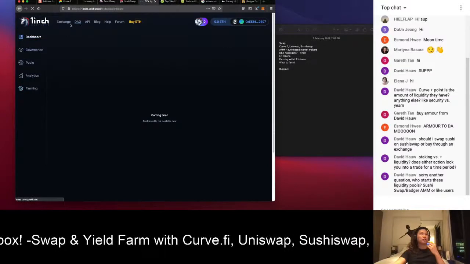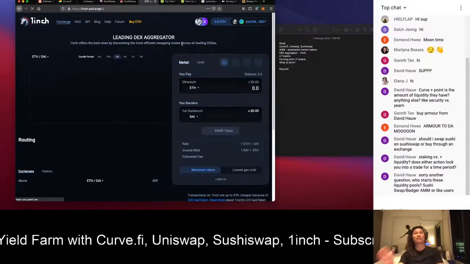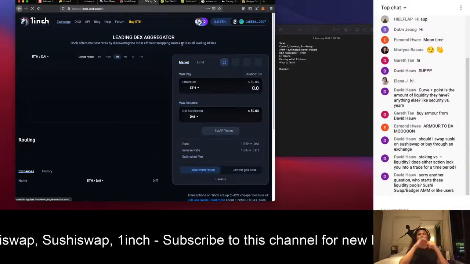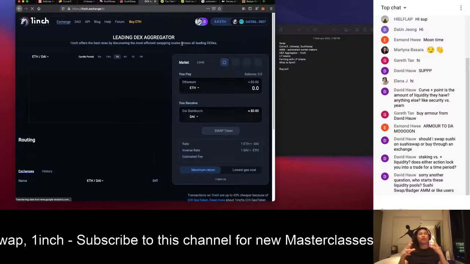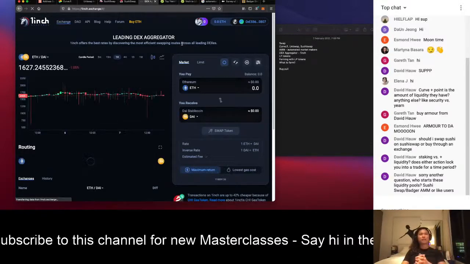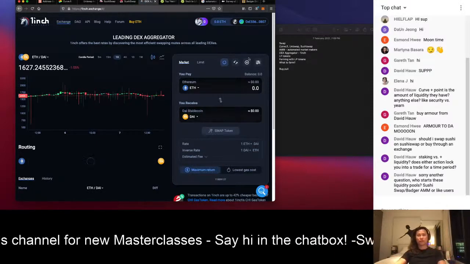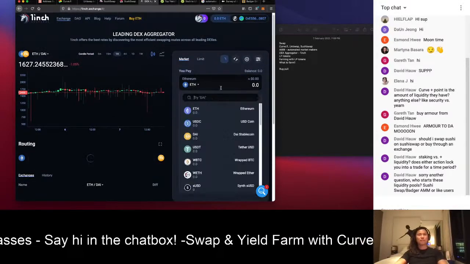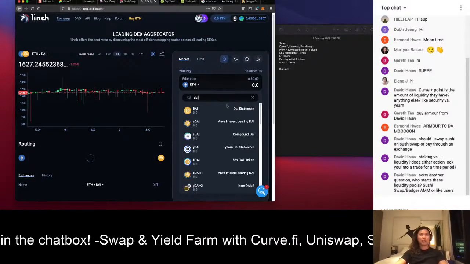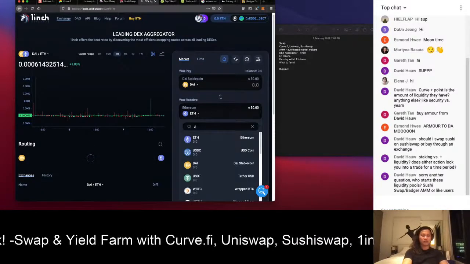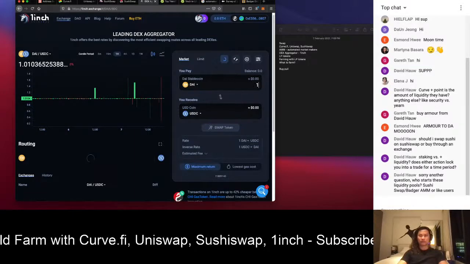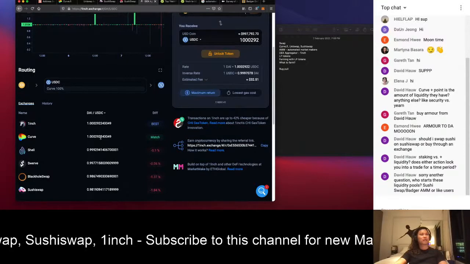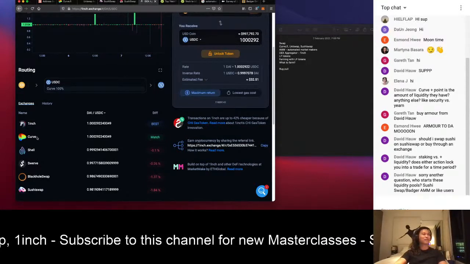So the idea about 1inch is that 1inch is a DEX aggregator. Means they aggregate all the other DEXes like Uniswap, Curve.fi, Sushiswap all together, and then they find out where is the best place for you to change your tokens, right? And sometimes they will split it up. So for example, if I want to switch DAI to USDC, they're routing it entirely through Curve, okay?